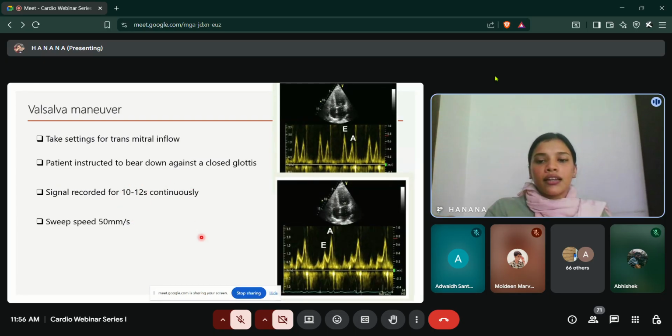You should be recording the spectral Doppler display continuously, and the sweep speed should be adjusted to 50 millimeters per second. That means the spectral Dopplers are very closely aligned. The speed is much higher.